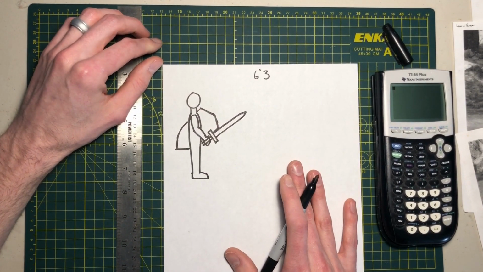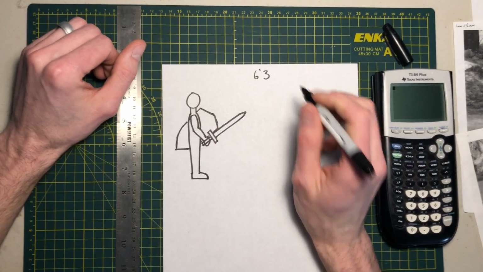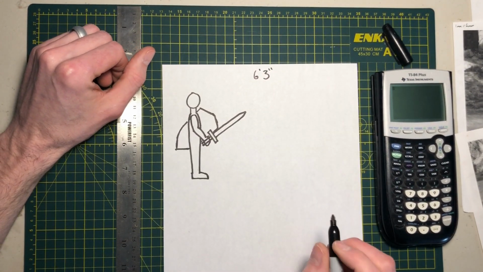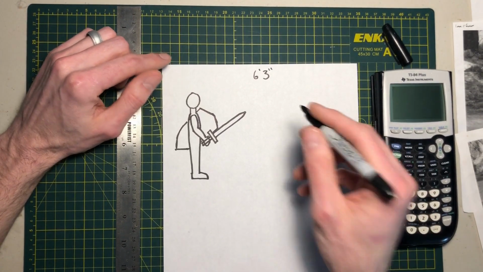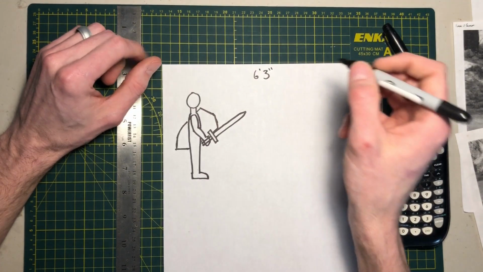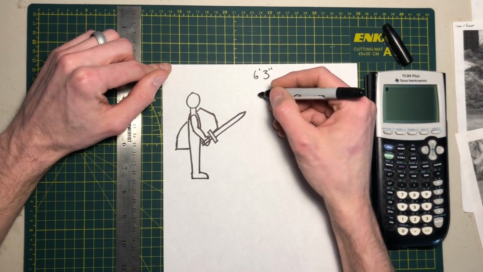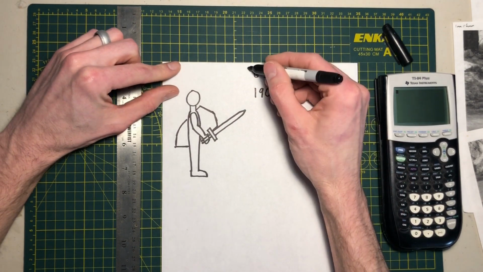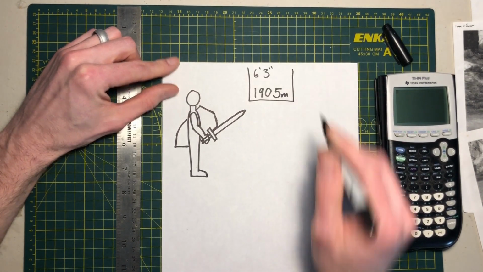Unfortunately, inches and feet don't work well when you're scaling. It's a lot easier to work in decimals. So we're going to do everything in centimeters and millimeters. I guess millimeters is the more accurate way. So 6'3" in millimeters is 1,905 millimeters. So those are our starting points.